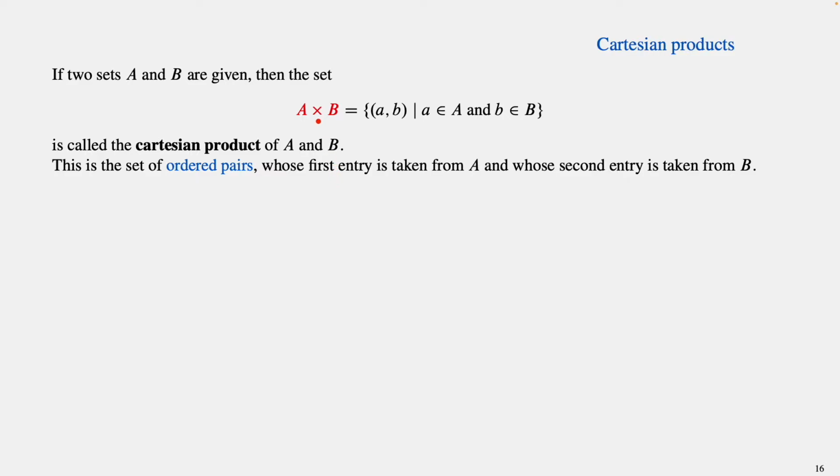Yeah, and as I said, the symbol here, this times, multiplication or cross symbol, does not mean that we multiply anything. It is merely suggestive notation, and as we will see later, it comes from the fact that if A and B only have finitely many elements, then their Cartesian product will have precisely the number of elements in A times the number of elements in B. And that's why we use this multiplication symbol here.